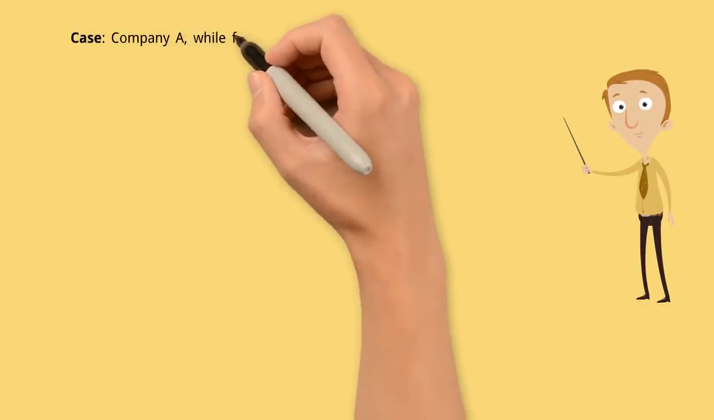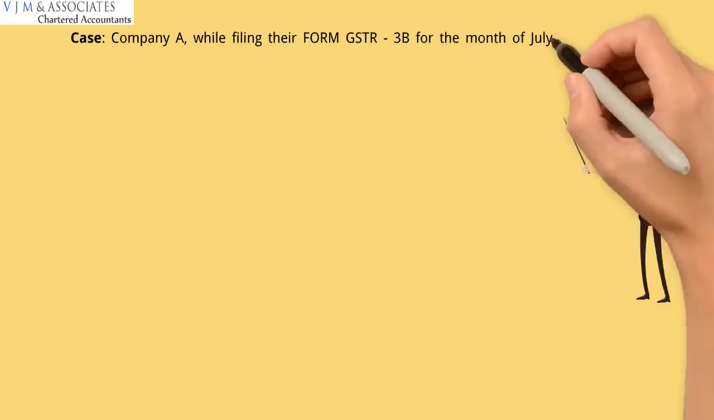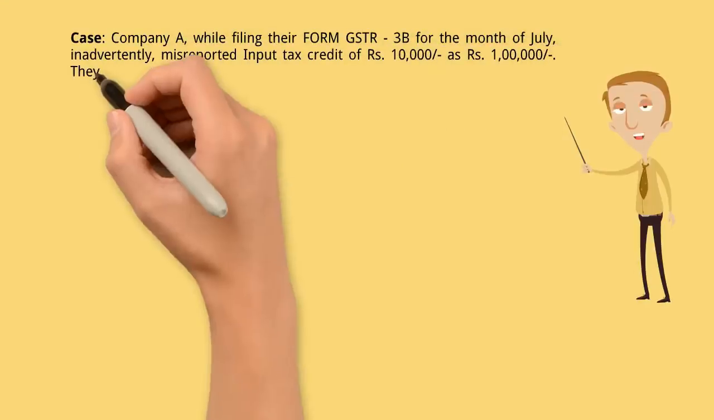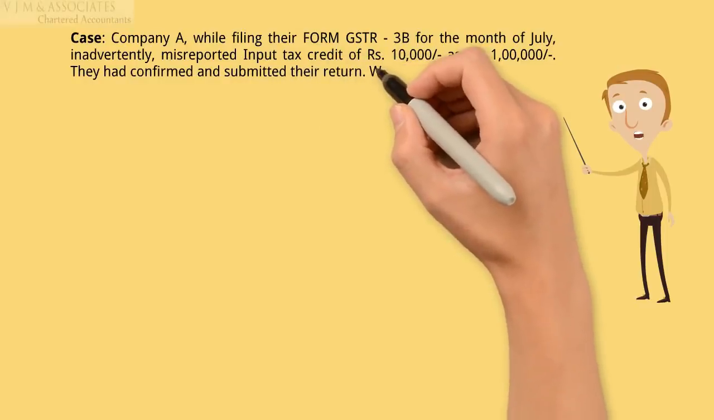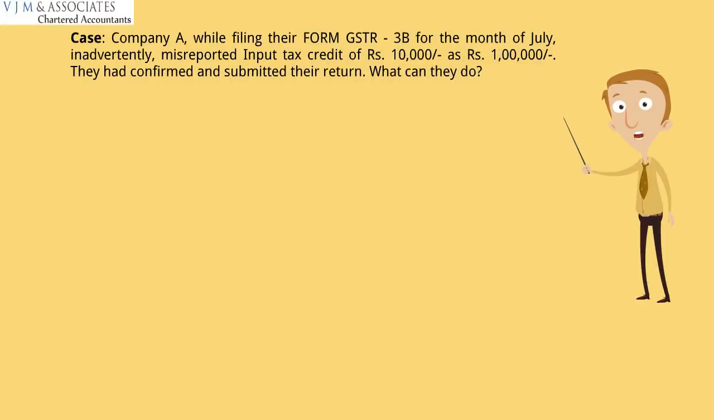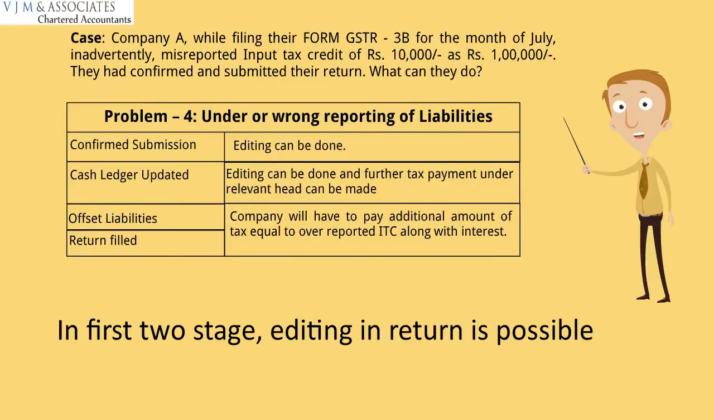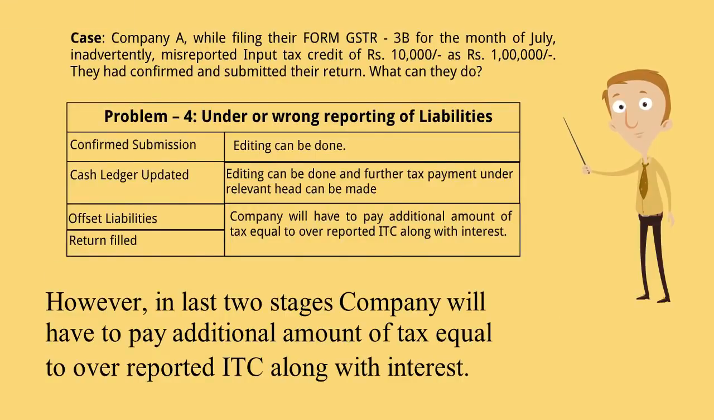Case 4. Company A, while filing their Form GSTR-3B for the month of July, inadvertently misreported input tax credit of 10,000 rupees as 1 lakh rupees. They had confirmed and submitted their return. What can they do? In the first 2 stages, editing in the return is possible. However, in the last 2 stages, the company will have to pay an additional amount of tax equal to the over-reported ITC along with interest.